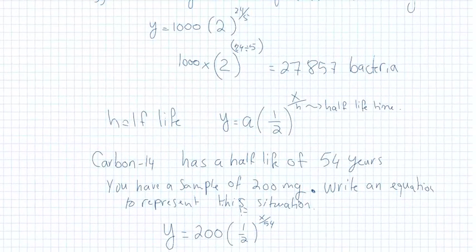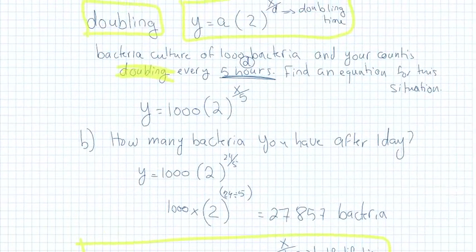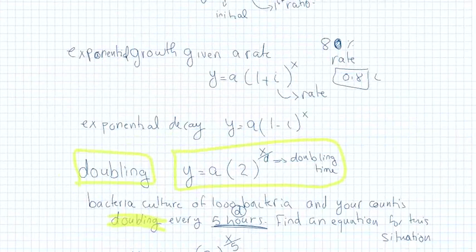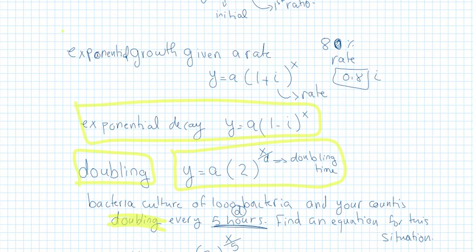So one equation, two, and then you have the decay with the rate, the growth with the rate, and then this is your general format.